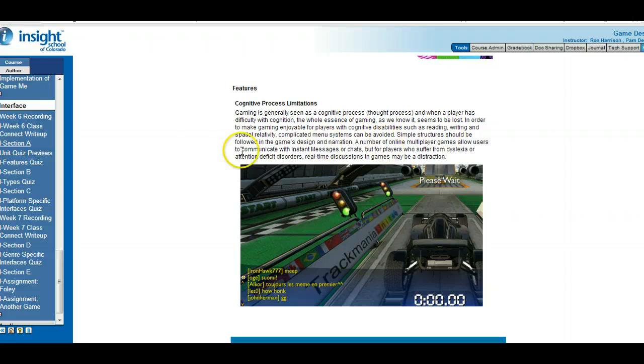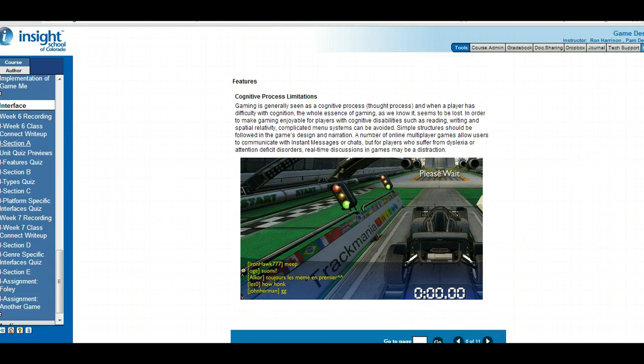Online multiplayer games allow users to communicate with instant message or chat. So that can help. Of course, that wouldn't help people who have dyslexia or attention deficit disorders and things like that who can get distracted. So games can't meet everyone's needs, but many games sure try to.